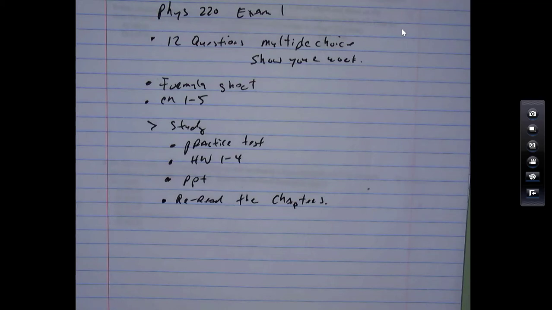I also recommend making your own formula sheet. So maybe a page or so with formulas, notes, example problems, whatever you want to put on there. That'll help you do the test. And it is over chapters 1 through 5. So motion, two-dimensional motion, and Newton's laws.